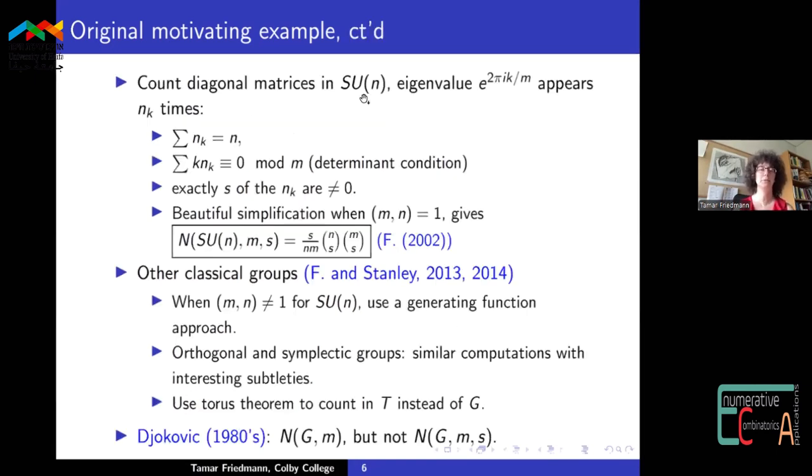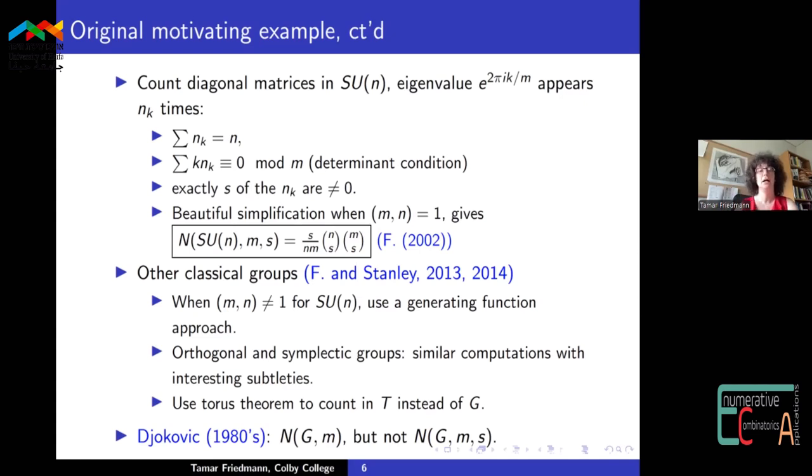So, I'm not going to do a lot of details, but give you just a flavor of this. If we want to count diagonal matrices in SU(N) which have order dividing M, then the eigenvalues are Mth roots of unity. If this particular eigenvalue with k up here appears n_k times, then what we're looking for is sets n_k that sum to N, satisfy the determinant condition for the special unitary group, and exactly S of the n_k are not zero.